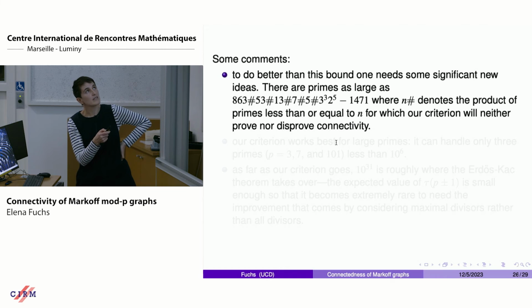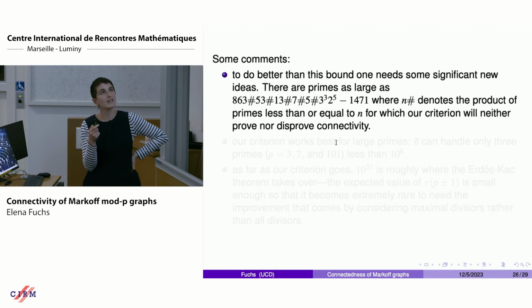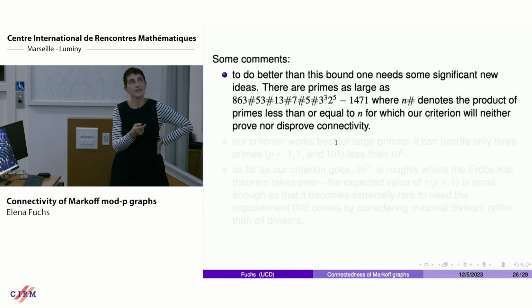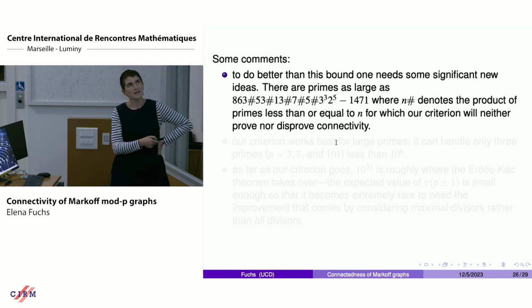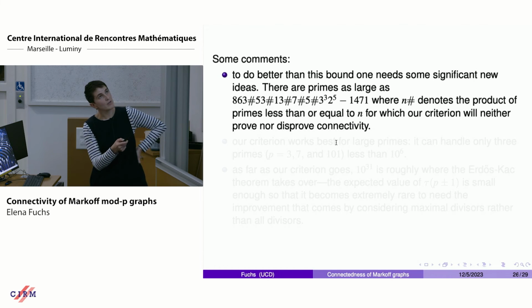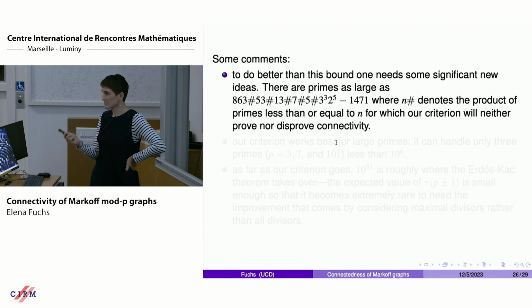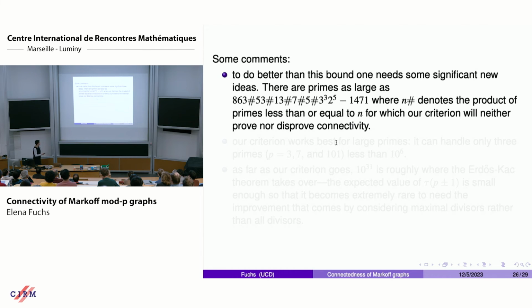And what this 863 hashtag, or however you pronounce it, means now is the product of all the primes less than 863. This is all the primes less than 53 and so on. So it's a pretty big number. And we know that for this number, our criterion will neither prove nor disprove connectivity. And there are tons of numbers that we can list for which our criterion doesn't give us anything.